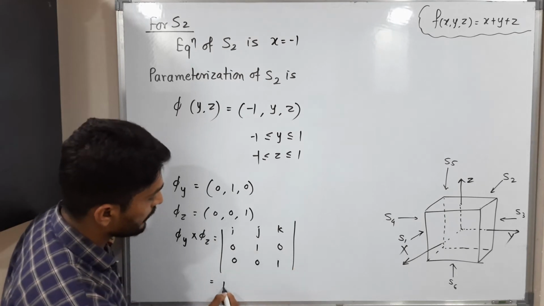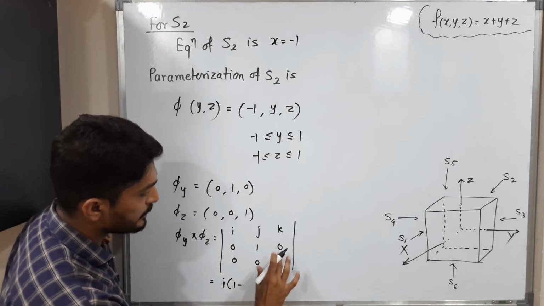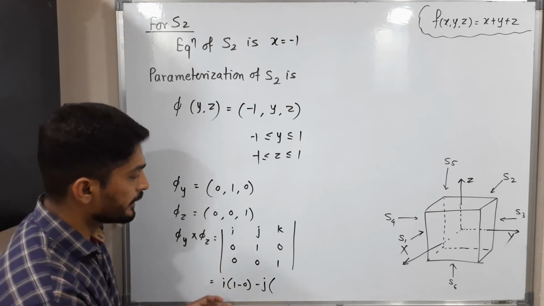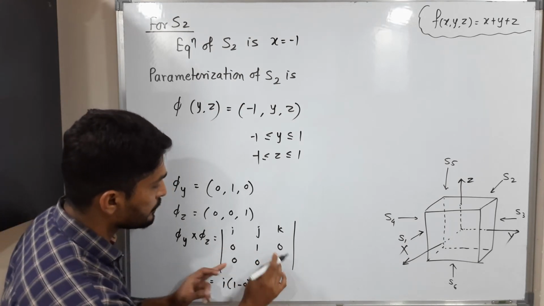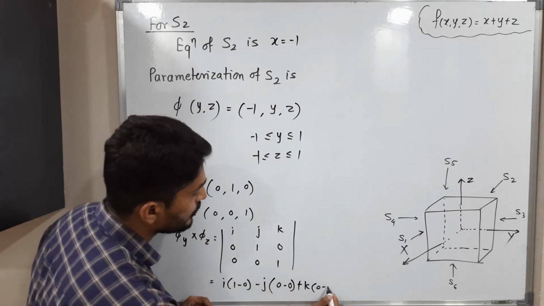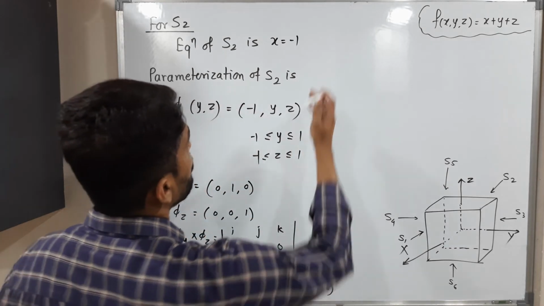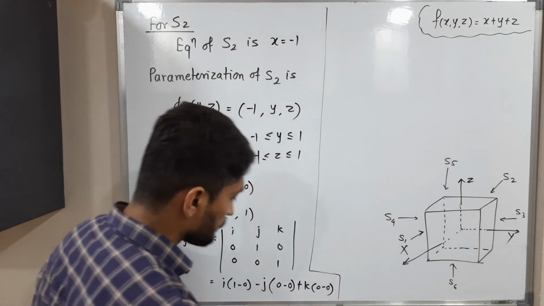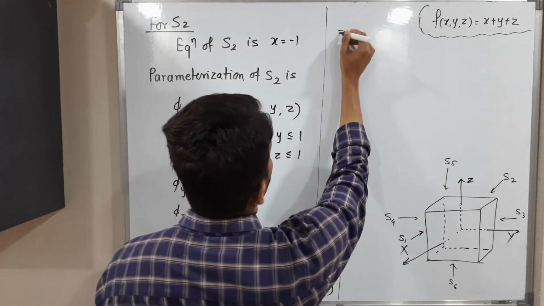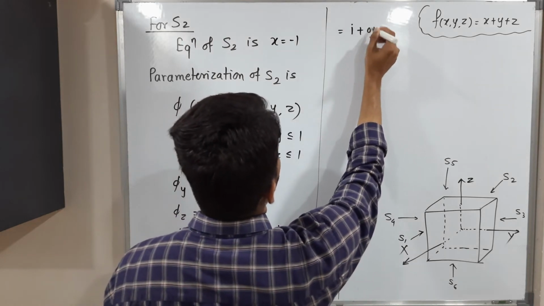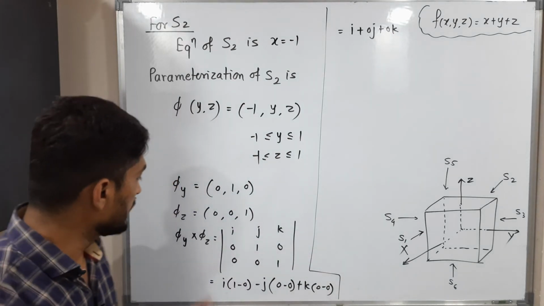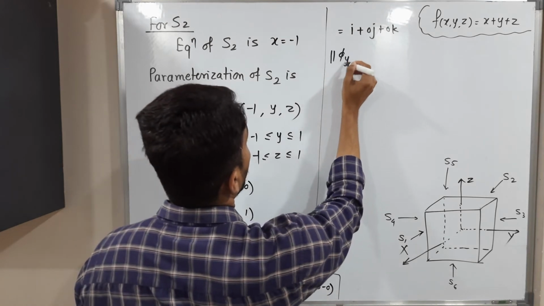Let us solve. i times the product of this to 1 minus the product of this to 0, minus j, always the middle term has a minus sign when you solve the determinant, product of this to 0 minus product of this to 0, plus k, 0 and 1 into 0, 0. Let us see finally what we have. Only the multiple of i is a non-zero number, 1, and the remaining j and k have zero multiples. So i plus 0j plus 0k. After that we want its norm. So the norm of phi y cross phi z.